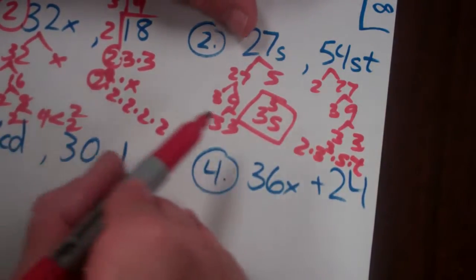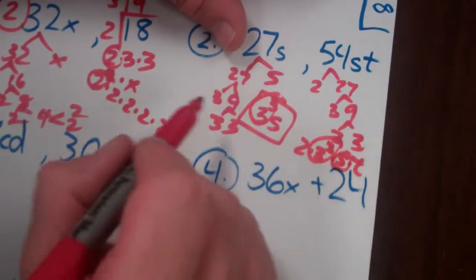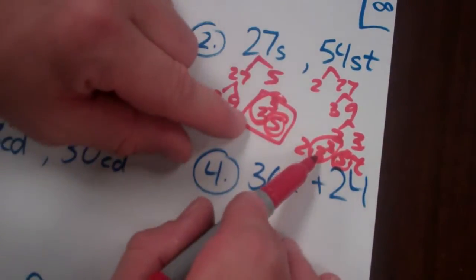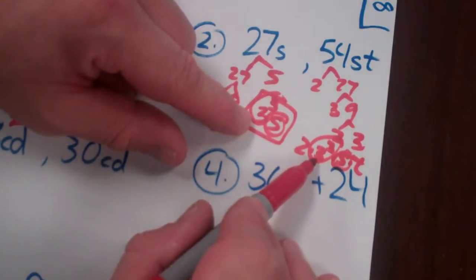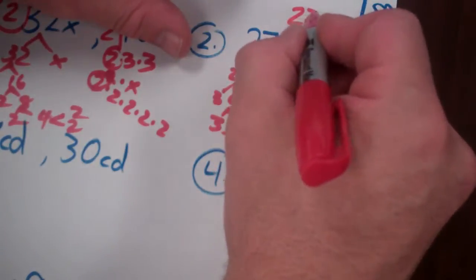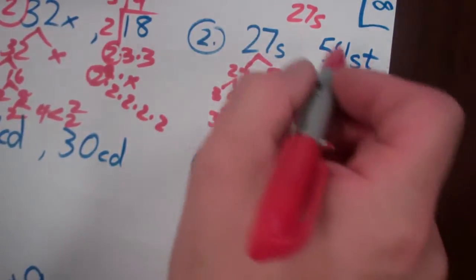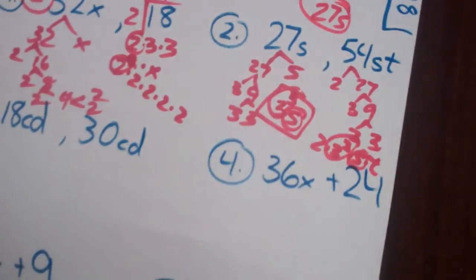So what do they have in common? Well, they have a 3 to the 3rd in common, and they have an s in common. And so I would say 3 to the 3rd, well, 3 times 3 times 3 is 27, and an s in common. So 27s fits in here, and 27s fits in here. So that would be your greatest common factor.